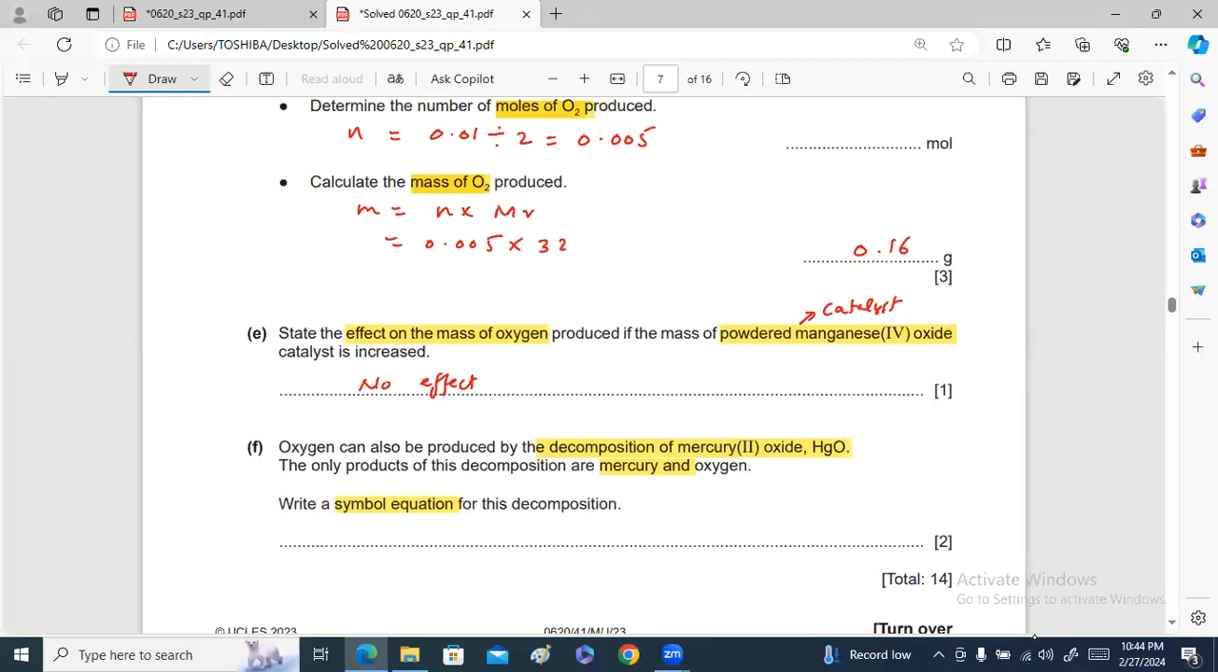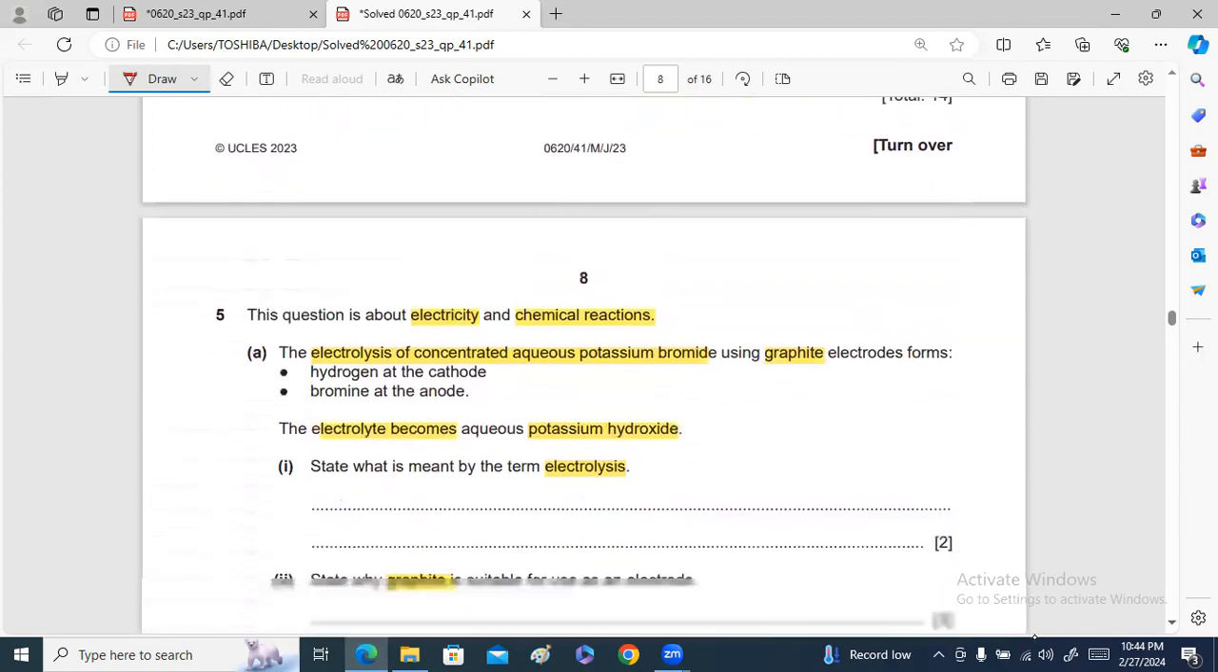So oxygen can also be produced by the decomposition of mercury 2 oxide. So we have to write down the symbol equation. This is the mercury 2 oxide. When it decomposes, we'll get mercury and oxygen. So there are 2 oxygens, so we can put 2 here and then 2 here. Now, this is the balanced chemical equation for the decomposition of mercury 2 oxide. Then move to the next part.